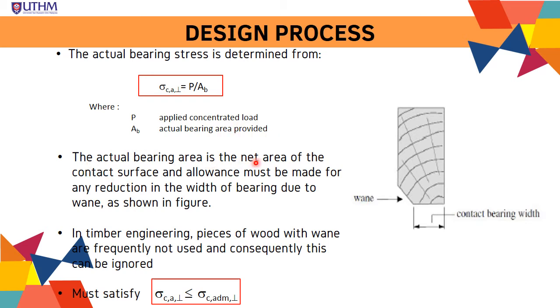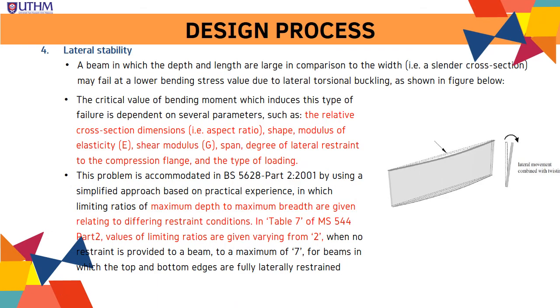The actual bearing area is the net area of the contact surface, and allowance must be made for any reduction in the width of bearing due to wane, as shown in this figure. So this is the contact bearing width. In timber engineering, pieces of wood with wane are frequently not used, and consequently this can be ignored. So at the end, we have to check that the actual bearing stress must be less than the permissible bearing stress.